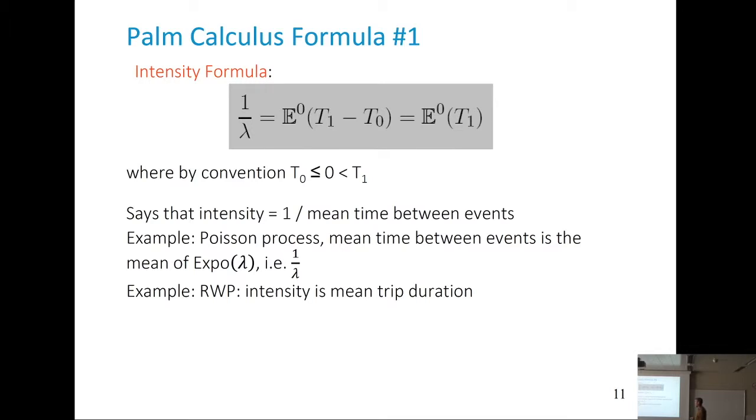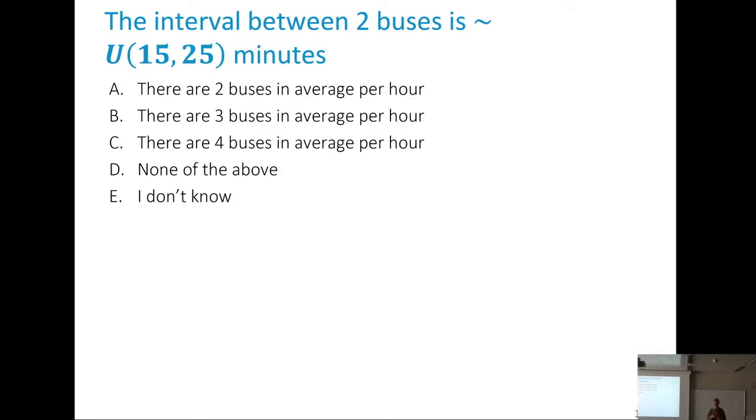For the random waypoint model, it tells us the intensity is what? Well, it's the average time between two visits to endpoints, which is the average trip duration. How much time does it take to run on a segment given the rules of the random waypoint, which we will compute a bit later. Voilà, I've done a long introduction. It's time for you to be active a bit.